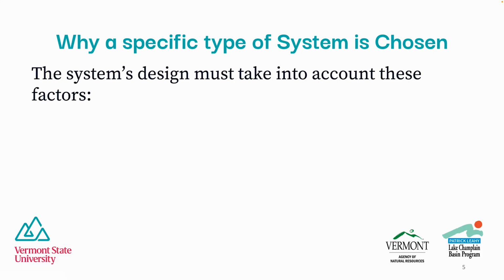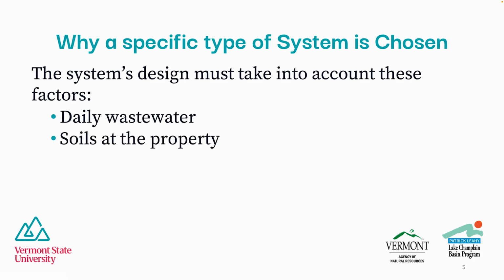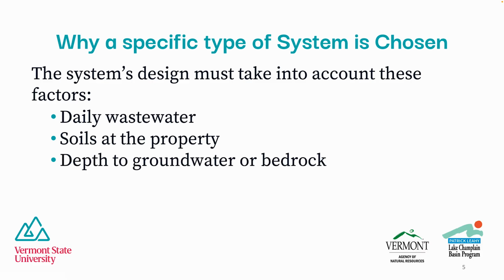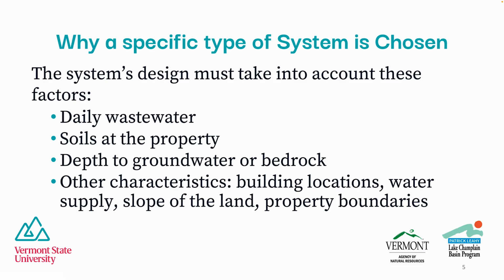Why is a specific type of system chosen for individual sites? The system's design must take into account these factors. First, the daily wastewater generated from the site. This is based on the number of bedrooms in a residence, or the number of seats in a restaurant, school, or the number of sites at a campground. It's also dependent on soils at the property. This is really important. All of Vermont's on-site wastewater treatment systems are soil-based. It also depends on the depth to groundwater or bedrock at every site. Other characteristics of the site also play a role, such as building locations, water supply locations, slope of the land, and property boundaries.